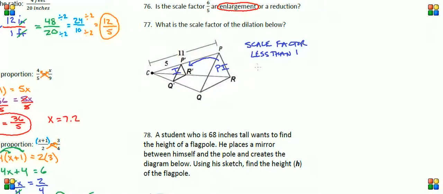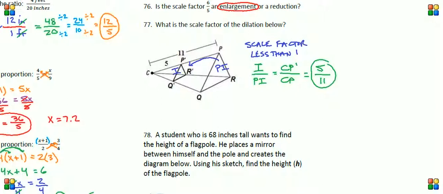And we know our scale factor is always going to be the measure of our image divided by the measure of our pre-image. So the measure to our image, which is our copy, is C to P prime, and our measure to our pre-image is C to P. Let's plug in our values. C to P prime, the distance is 5, and C to P, to our pre-image, is 11, and that means our scale factor is 5/11.